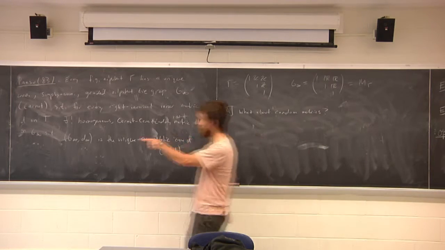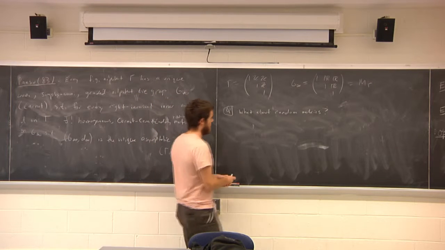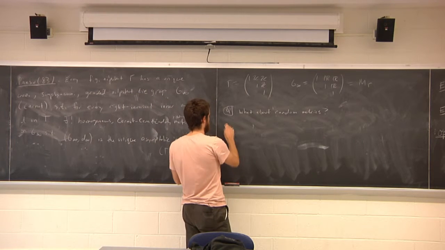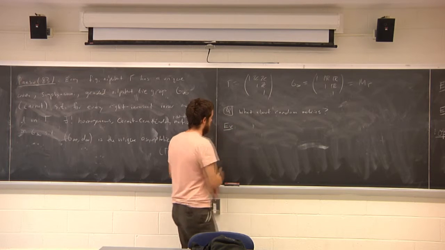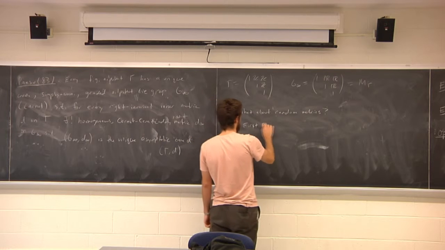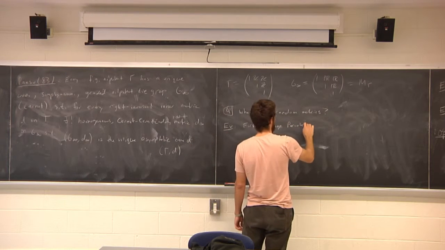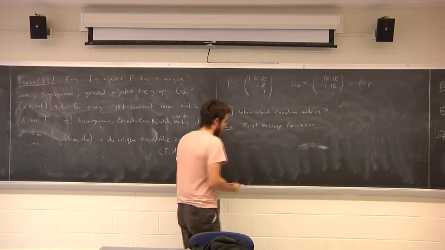So I want to take one of these Cayley graphs and then randomize the metric on the graph. I'll give you an example of random metrics that other people have looked at. They come from first passage percolation.